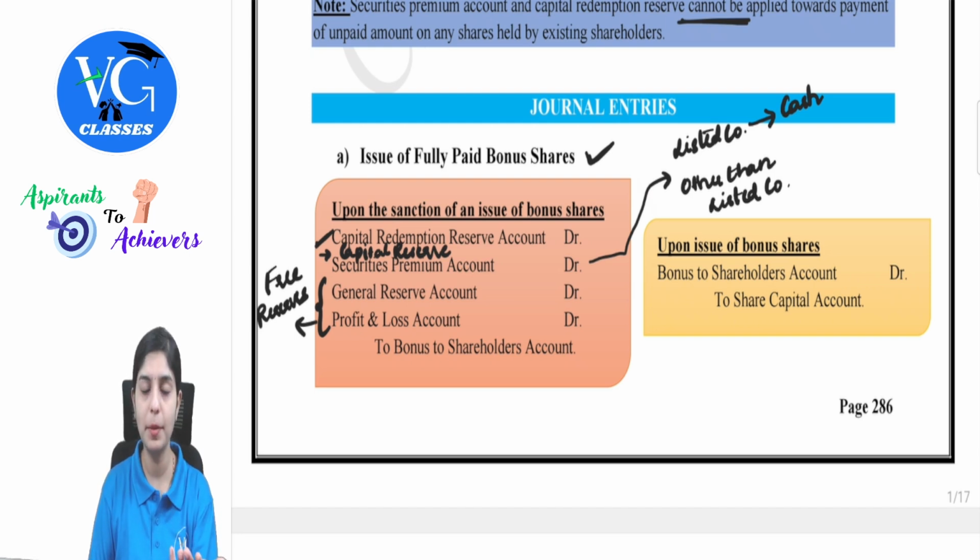Now, what is a listed company? Those companies which are listed on a recognized stock exchange. Other than a listed company, there is no such restriction. Whatever is the securities premium account balance, we can entirely utilize.